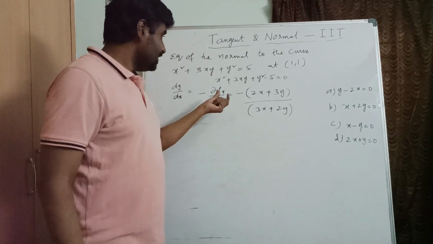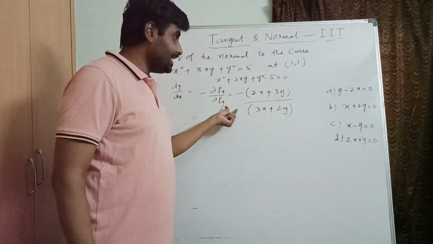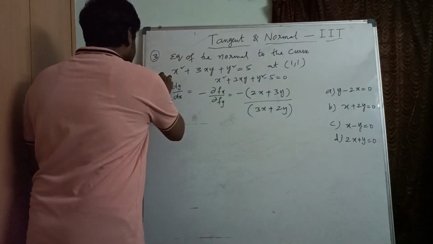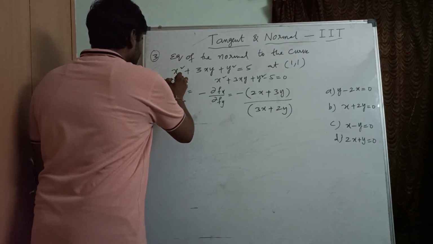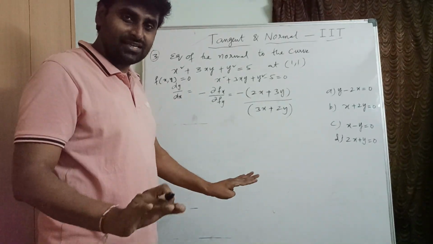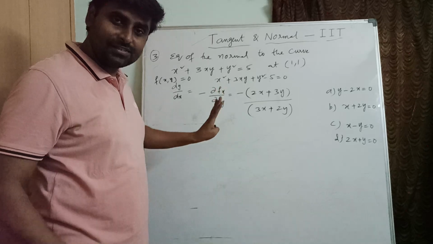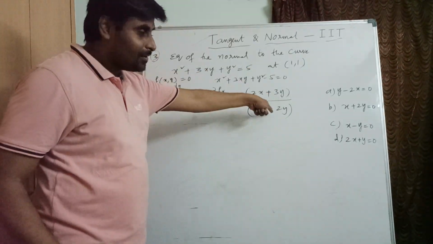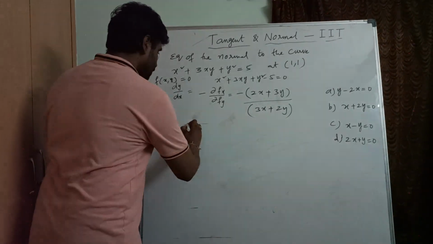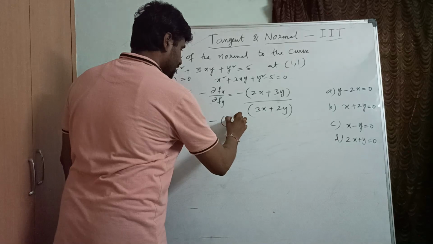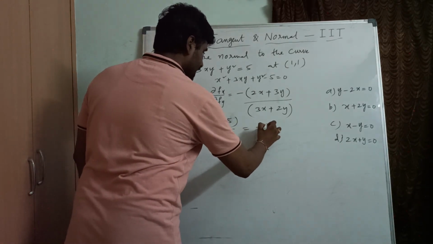So there is a shortcut for differentiating an implicit function of the form f of x comma y equal to 0. Once you know how to derive, 90% of the solution for this problem is finished. Just substitute the point there and we get the slope of the tangent. Put 1, 1: minus 2 plus 3 by 5, 5 by 5, what do you get? Minus 1.